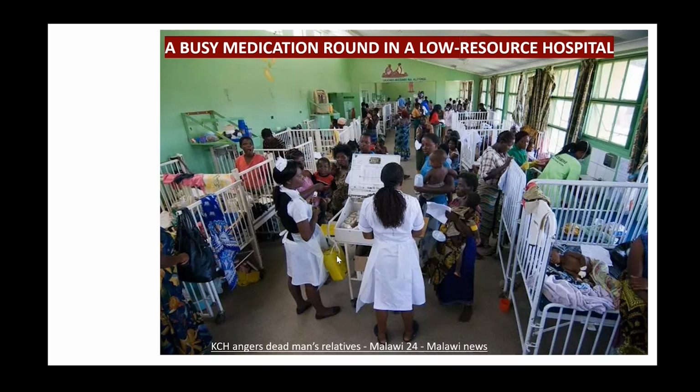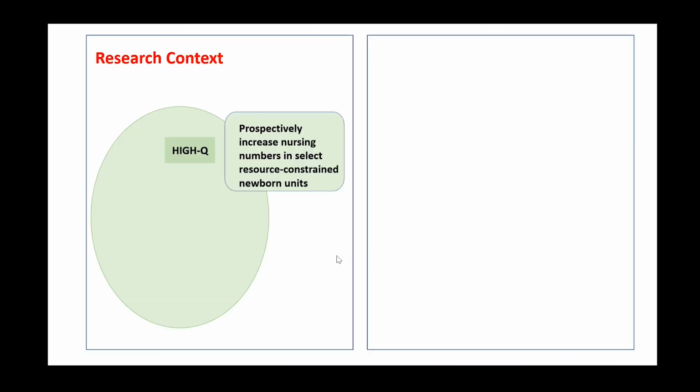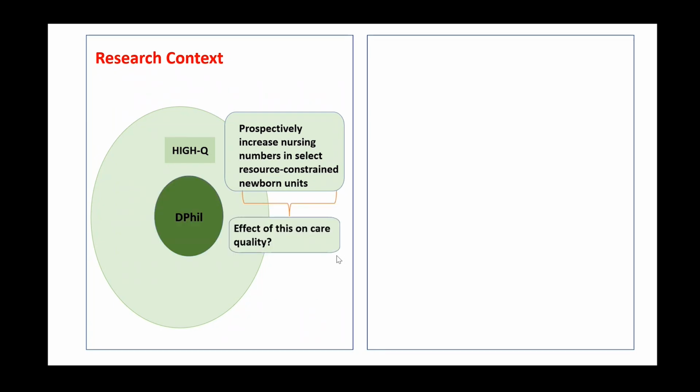So if you keep this picture in mind, my DPhil is nested within a project called HiQ. A lot of us on the call will be familiar with HiQ, but if you're not, one of the things HiQ is doing is we prospectively increased the number of nurses in select newborn units in Kenya. So we increased the number of nurses in a context similar to what you saw previously. And my DPhil is just saying, what is the effect of this on care quality?